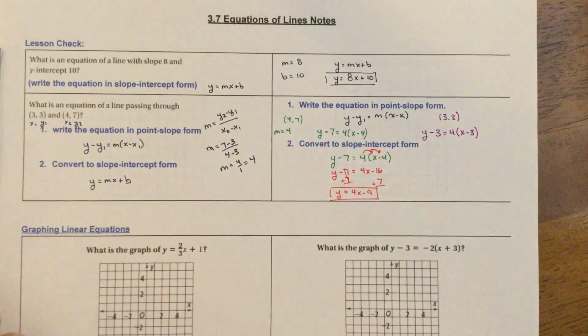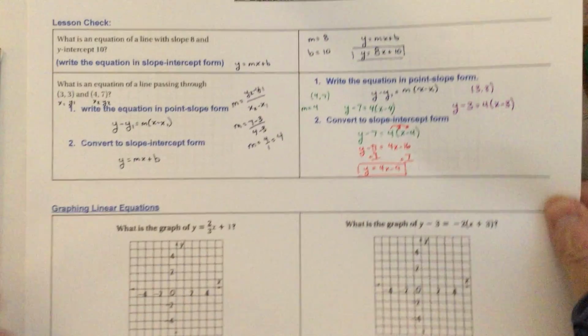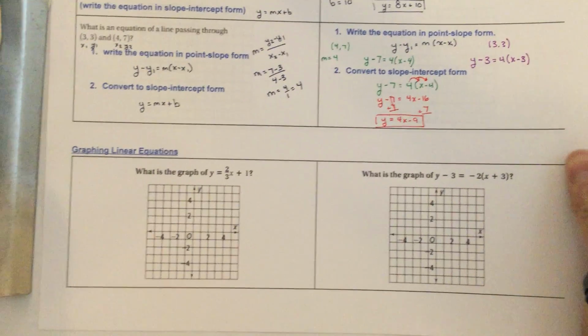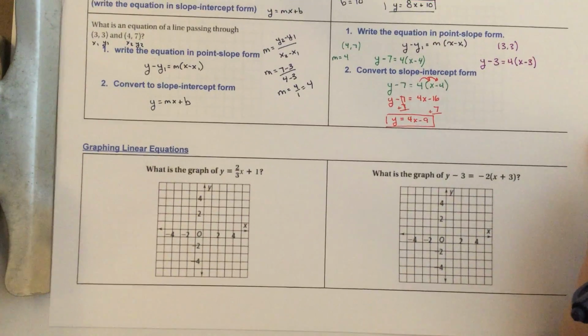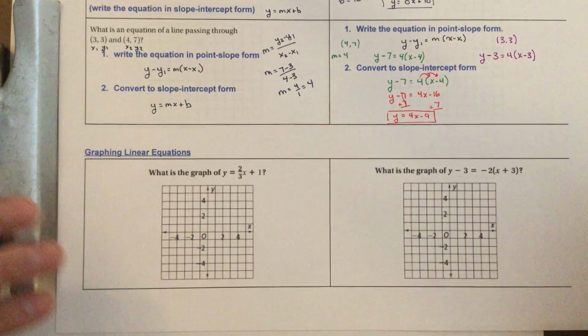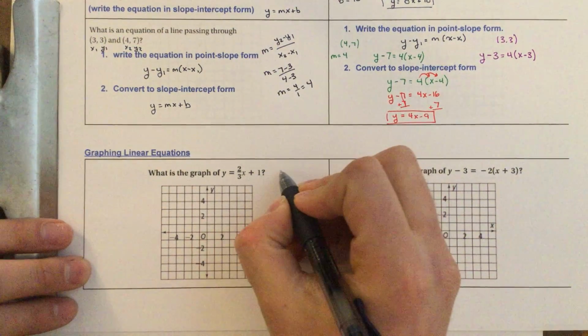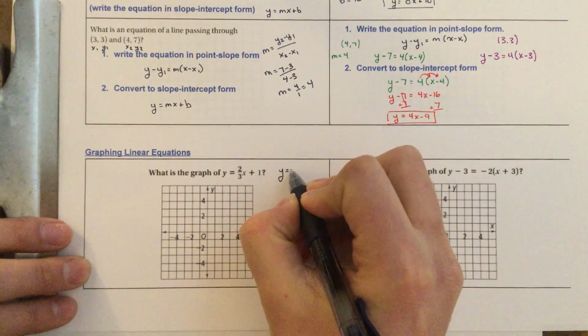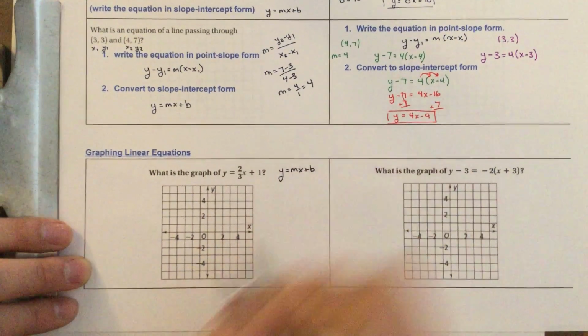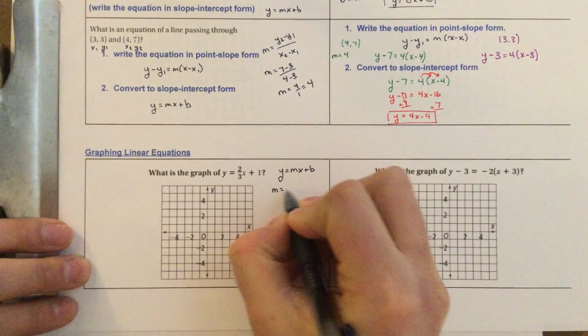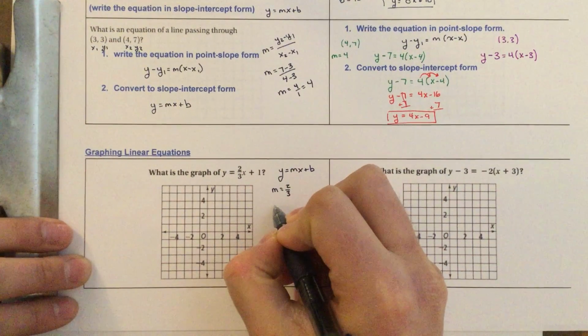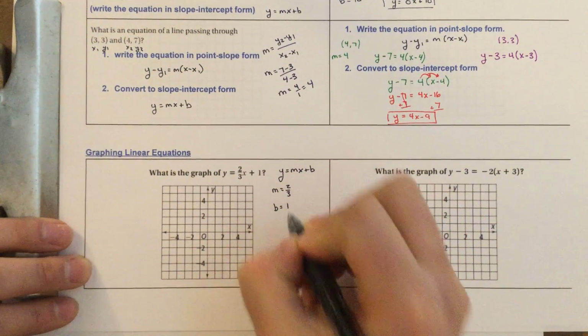Let's take a look at some graphs. What is the graph of y equals 2/3 x plus 1? Well, as I look at this graph, I can say that it is in slope-intercept form, which means I know the slope and I know the y-intercept.